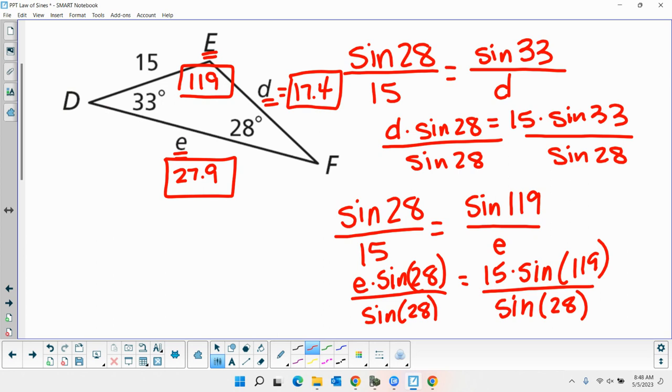Okay? So they didn't use ABC, they used DEF. You can still do it. Just remember, when you set it up, it's the sine of the angle over the opposite side. They match up. Capital D, small d. Capital E, small e. Capital F, small f. Okay? Questions?